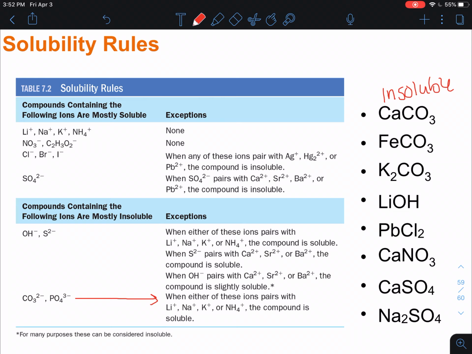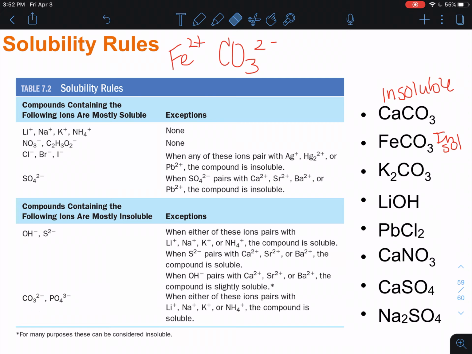Let's go to the next one. We have iron carbonate, right? So this is going to be iron 2 plus and carbonate 2 minus, okay? So iron carbonate, again, I'm not seeing iron anywhere over here. We already know that we can find carbonate. That's most of the time carbonate compounds are insoluble. And are there any exceptions for iron? No, there's not. So I'm going to write insoluble right there.